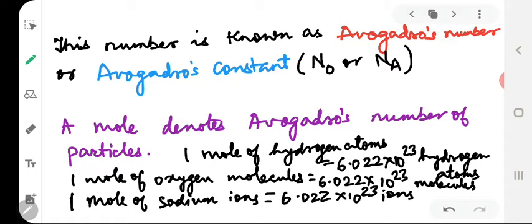We know that the atoms and molecules of any substance, whether it's an element or a compound, are very small in size. This is quite evident from the fact that 12 gram of carbon contains 6.022 into 10 to the power 23 atoms of carbon. This means that it may not be possible to count these atoms individually. However, they can collectively be represented as one mole. So this is a very convenient method to represent different particles.